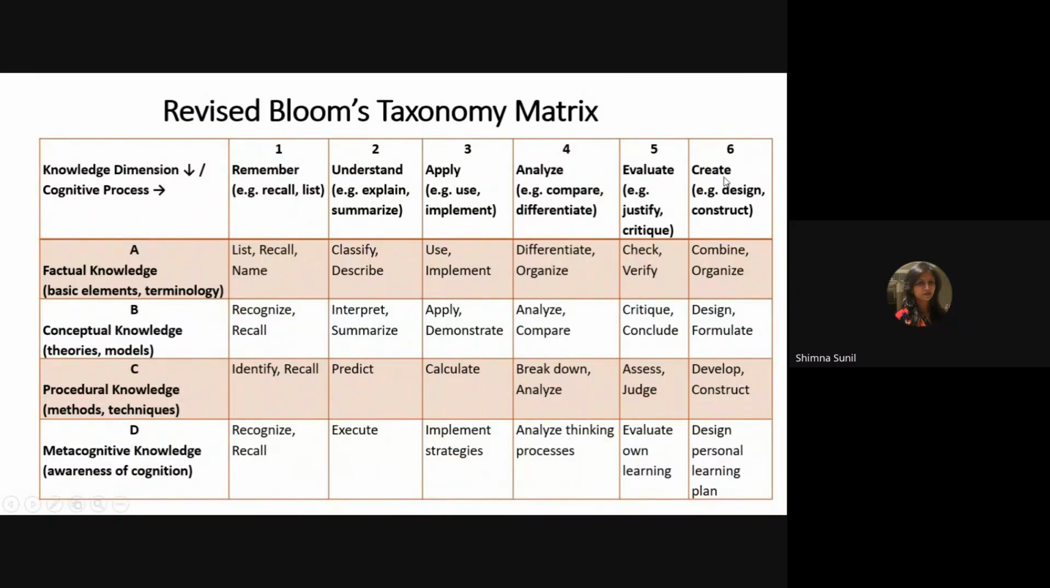And to move from number 1 to number 6, we should exactly know what content I have, what the knowledge dimension of that content is, and what my learning outcome will be based upon that particular knowledge dimension and cognitive process. So this is the basic understanding about the revised Bloom's taxonomy matrix. Any queries here?